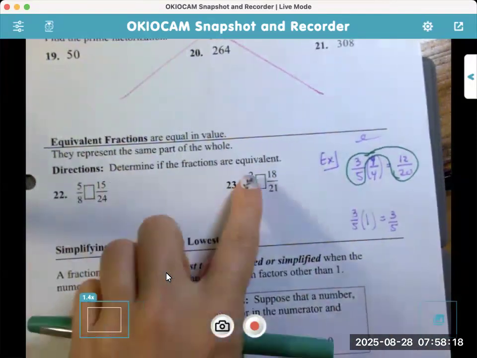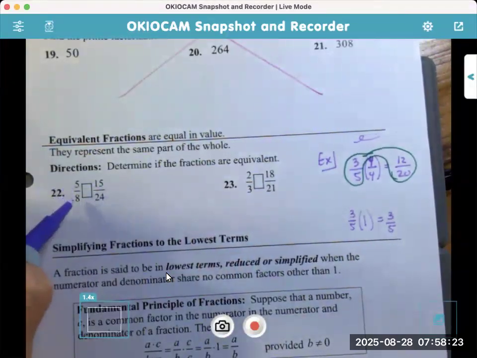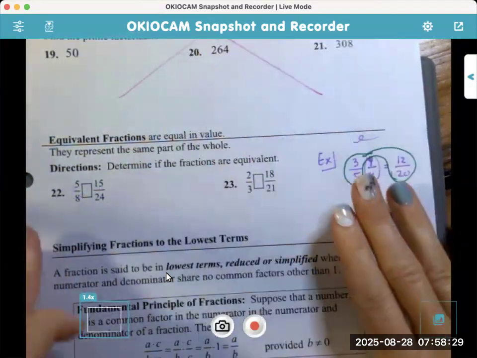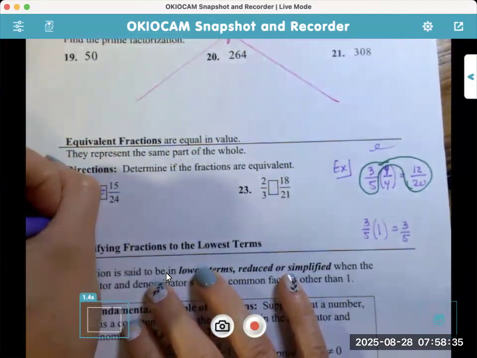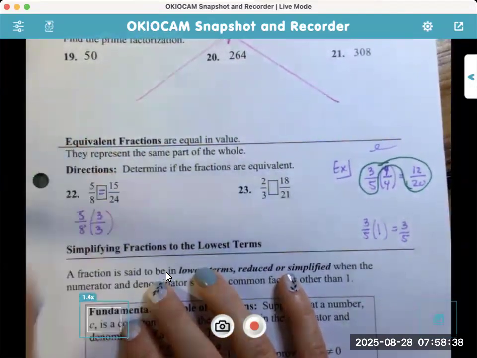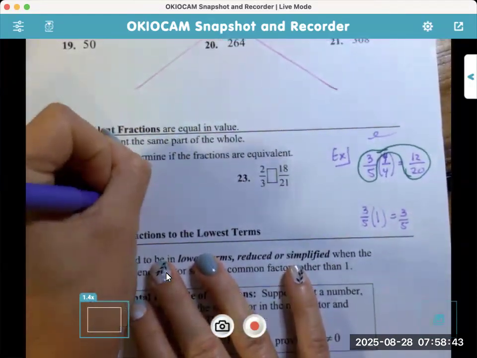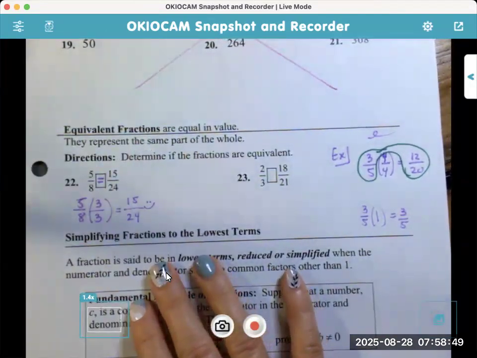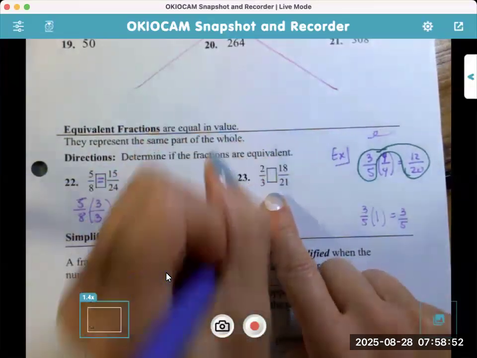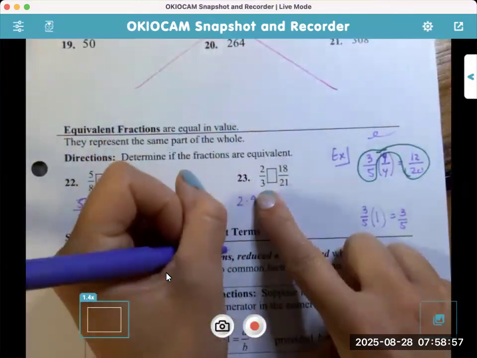So if I want to determine if these are equivalent or not, we would say, okay, 5 times what will give me 15, 8 times what will give me 24, and cross our fingers it's the same number. And it is. So these are equal because 5/8 times 3/3, a version of 1. 5 times 3 is 15. 8 times 3 is 24. So they are equivalent.